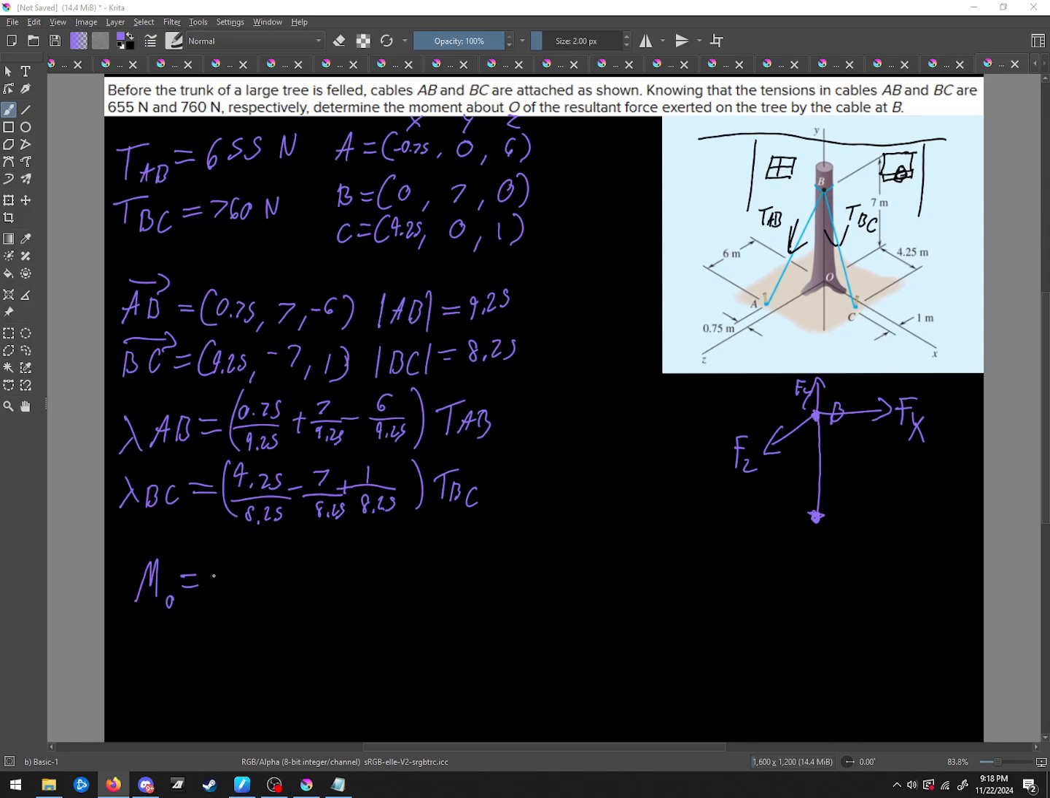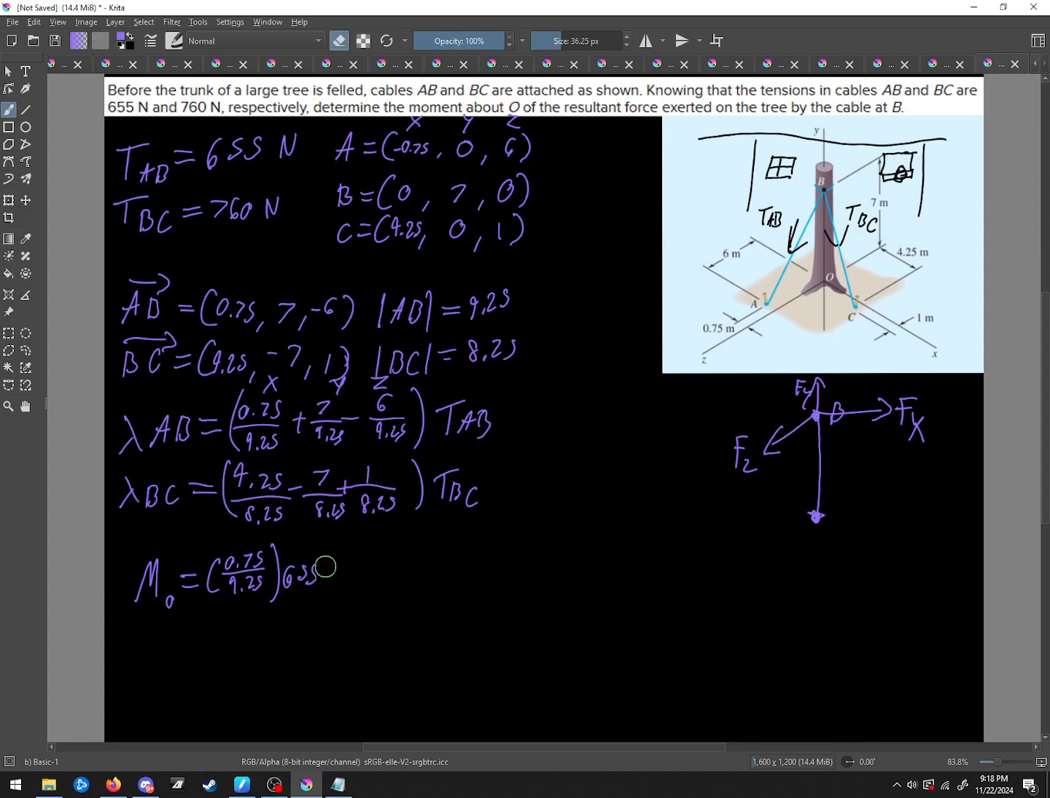So then this would be force, 0.75 over 9.25. And of course, this is going to be X, Y, and Z. That would be this force here. And this would be times 655. Let me just times or cross. No, I think this looked better. Times. That's F. We should have started with R.